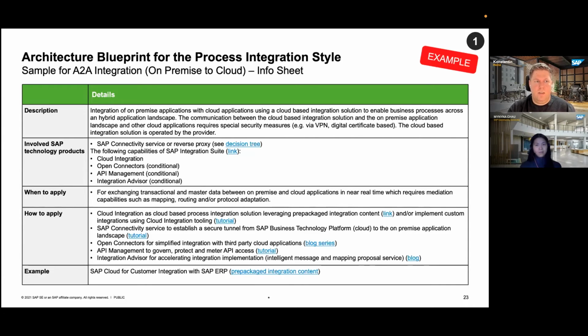You then have two sections when to apply that. So this is basically where you provide the rules to your integration teams and also, for example, to business architects that raise integration requirements. And you also describe a little bit how to apply that. So we, in our architecture blueprints, provide links to tutorials, for example, to blog series in the SAP community, but also webinars. But you, as a company, of course, you can extend these blueprints and include company-specific information in it. In here, we also include an example. So you can also look at that. In this case, for example, SAP Cloud for Customer Integration with SAP ERP.